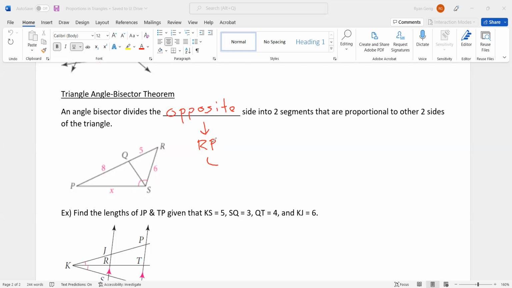So the two segments are RQ and PQ. Into two segments that are proportional to the other two sides. So what I can say is RQ over PQ is equal to, well, RQ matches up with RS. It's on the same side of the angle bisector, and PQ matches up with PS. Right. I've seen other ways of writing that, but every other way of writing it follows the rules of proportions that I showed you in the first lesson. So there are multiple ways of doing this.